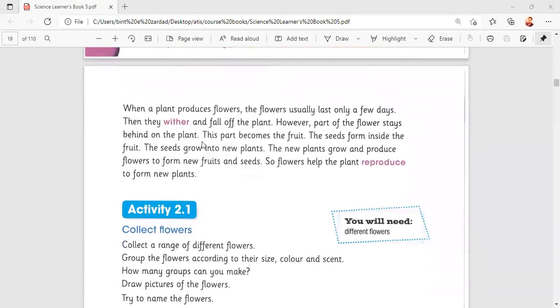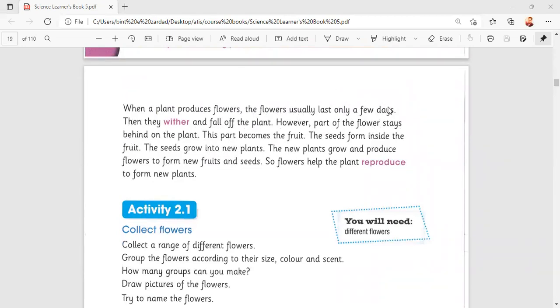When a plant produces flowers, the flowers usually last only a few days. It's finished, or you can say it's changed. Then they wither and fall off the plant. However, part of the flower stays behind on the plant. This part becomes the fruit. So you can say the flower changes into fruit.